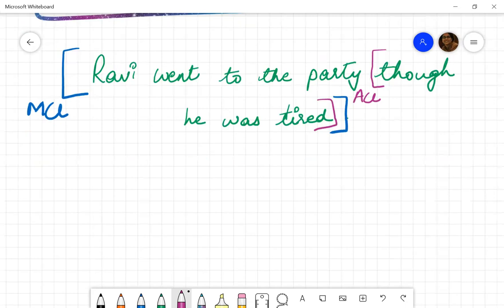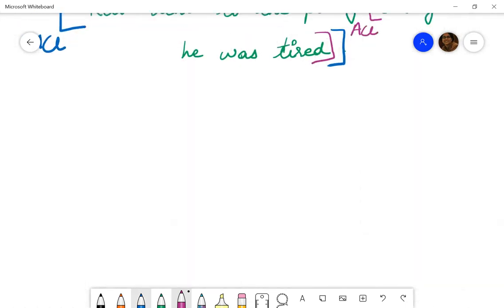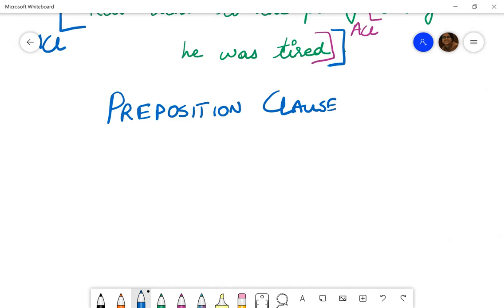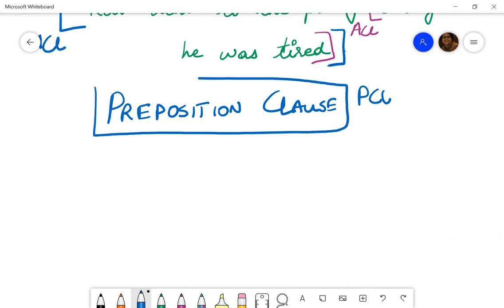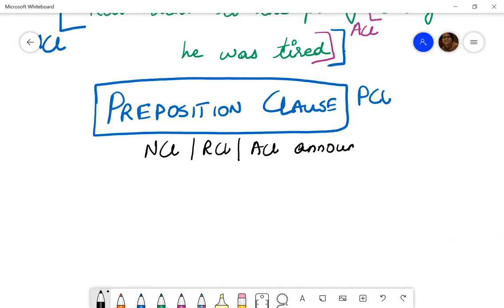Are these the only kinds of clauses that you have? No. Another kind of clause that you have is known as the preposition clause. Now, the preposition clause is an interesting clause to have. The preposition clause is basically a noun clause or a relative clause or an adverb clause, but when these clauses are announced by a preposition, then they become a PCL. So it's basically any kind of a noun clause or an RCL or an ACL announced by a preposition.